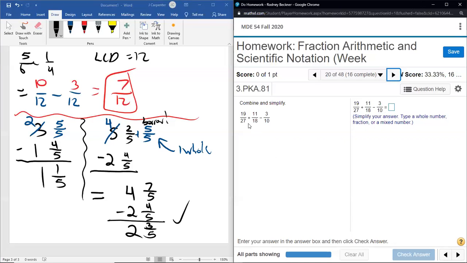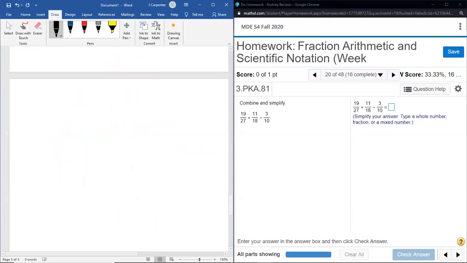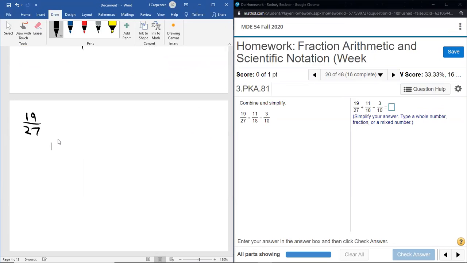All right, what about mixture problems if you've got adding and subtracting? Does that change the game horribly? No, not really. I have run out of room. That's gonna look ugly, but it won't matter. I don't save these anyways. 19 over 27 plus 11 over 18 minus 3 over 10. This might be the last one we get to. Yes, it will be.